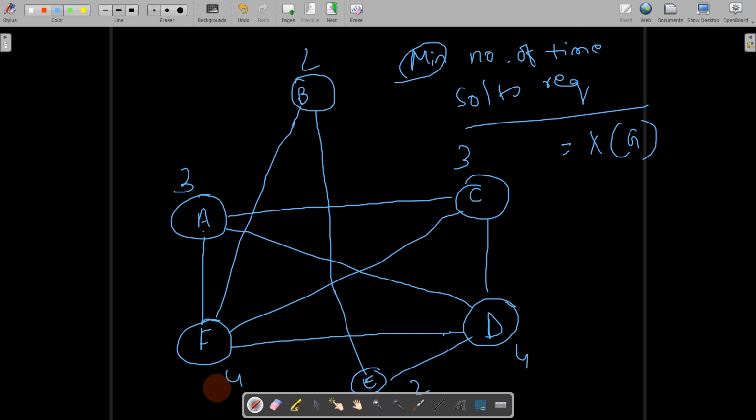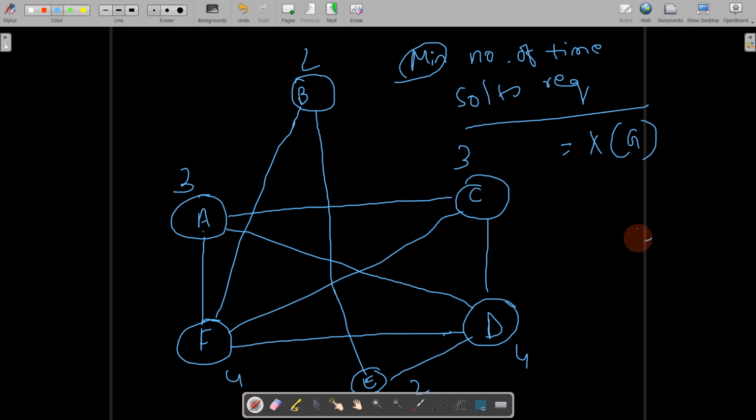Now, which complete graph has all nodes with degree 4? It is K5, right? So, can we have 5 nodes which have degree 4? No. We have only 2 nodes having degree 4. So K5 cannot be a subgraph of this graph. So what is the next possibility? 3, right? What is a complete graph having degree 3?